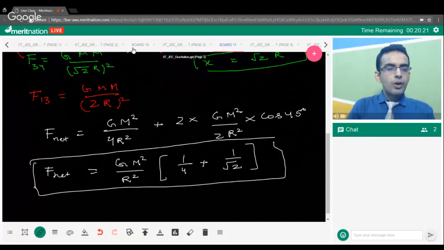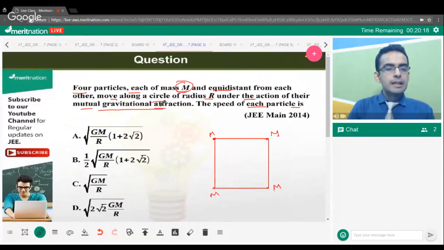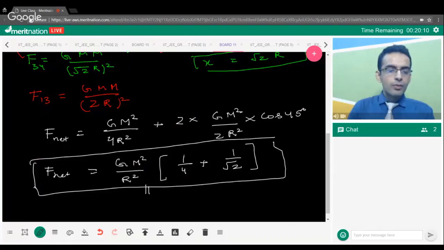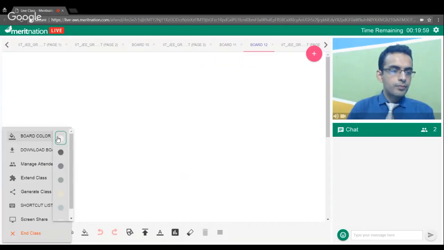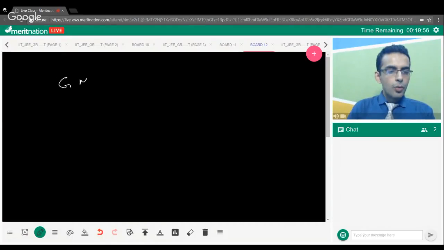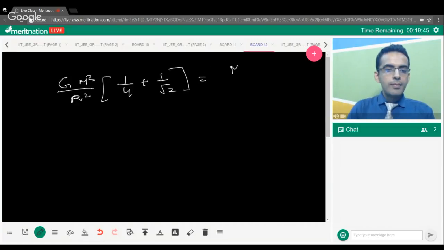So what we have to find? We have to find the velocity, or you can say the speed of each particle, right? So just equate this with mv square by R, capital R. Let's see how to get that. Simply Gm square by R square into 1 by 4 plus 1 by root 2, and that's equal to mv square by capital R.